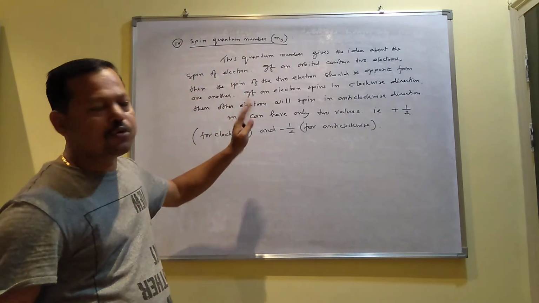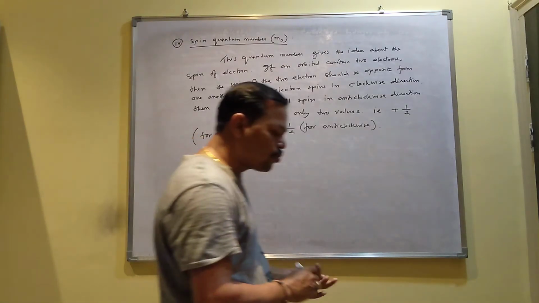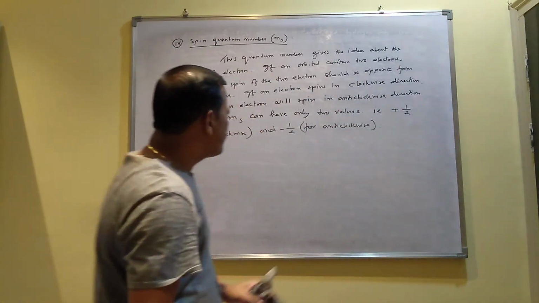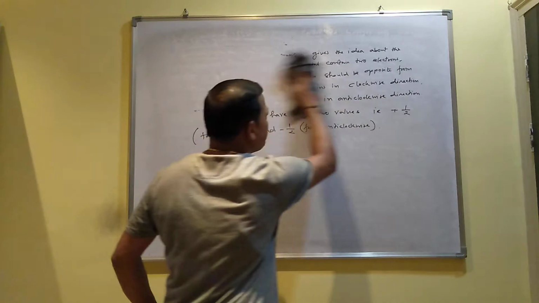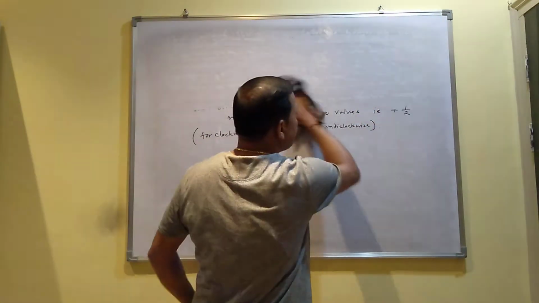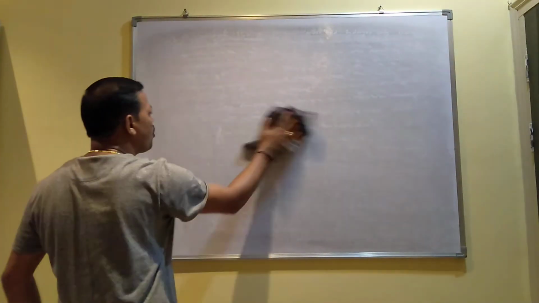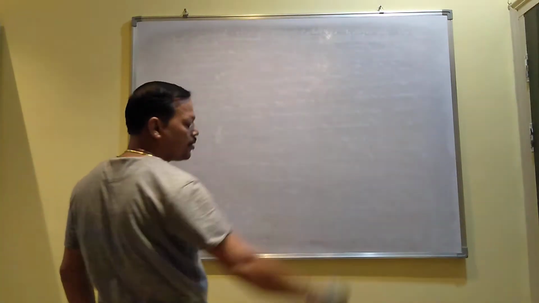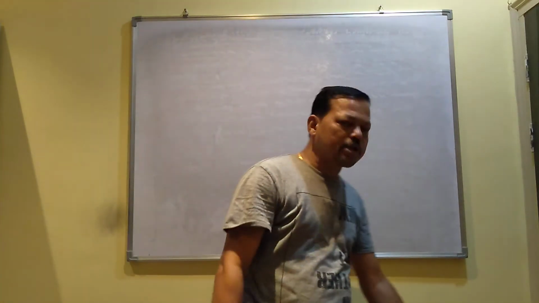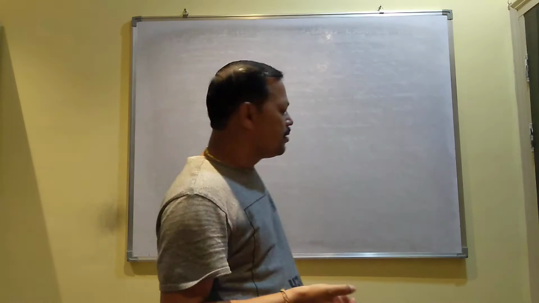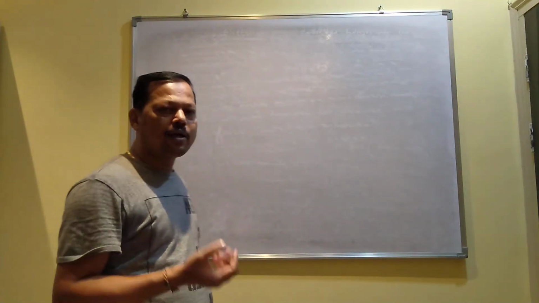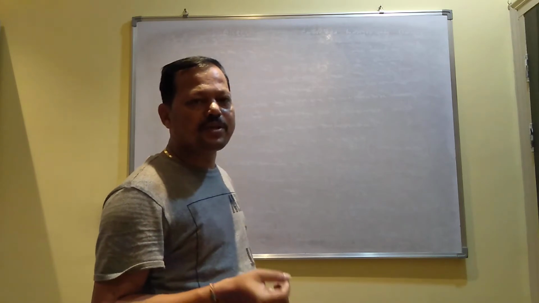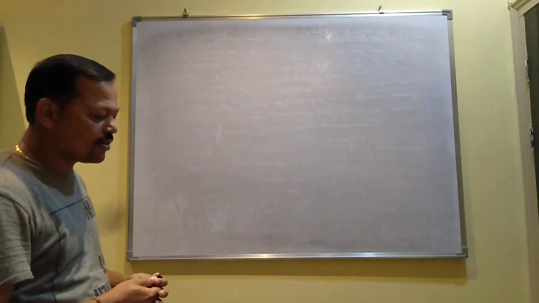So this is about the quantum numbers, 4 quantum numbers. The first quantum number, that is principal quantum number, represents the cells of an atom, the main cells. The second quantum number, azimuthal quantum number, represents the subcells. The third quantum number, magnetic quantum number, represents the orbitals. And the fourth quantum number, the spin quantum number, represents the spin of electrons.